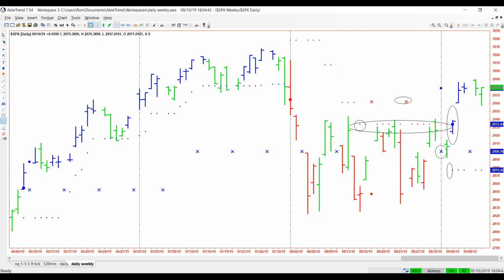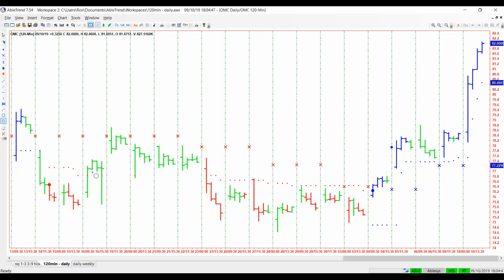Okay, looks good. So let's move on to more of a swing trading chart. That's a daily, weekly, more for a longer term. We want to just see what's going on in the market. As you can see, a week ago we got the buy signal on the S&P, and the S&P is now up 40 points since Able Trend gave the buy signal.